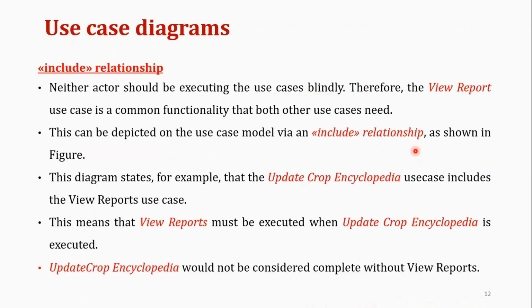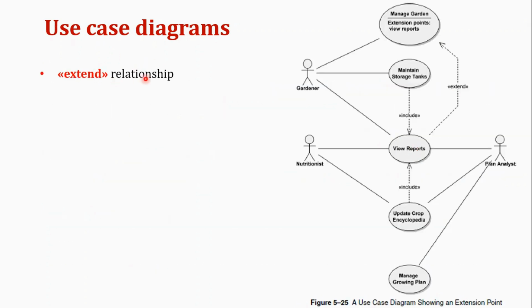The second one is the extend relationship. In this example, you can check out the include, which we already discussed. The nutritionist is doing the task of invoking view reports and updating the crop encyclopedia. And the gardener manages the garden as a whole task, maintains the storage tanks, and also invokes the view report.